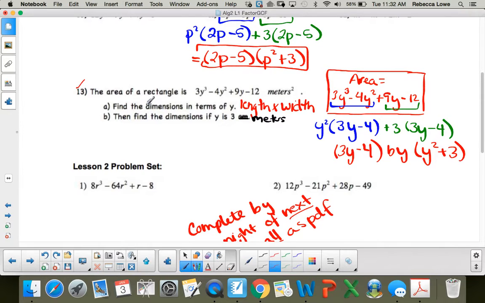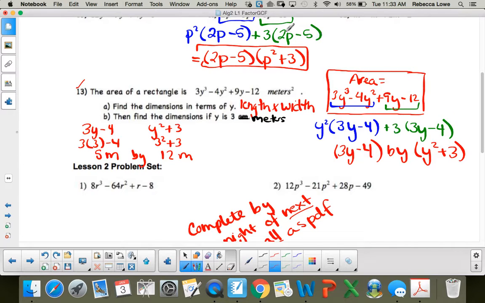Then the second part says, find the dimensions if y is 3. So I'm simply going to put 3 in for each y, and I'm going to get an actual length. 9 minus 4 is 5 meters. And then for the second one, y squared plus 3, I would get 9 plus 3, which is 12 meters. So the dimensions are 5 by 12 when y is 3. y could be anything, and then you would just plug it in.